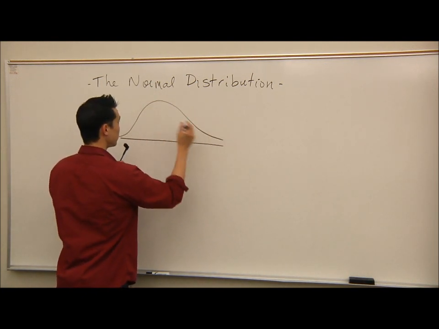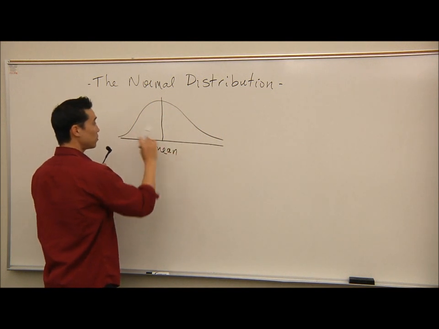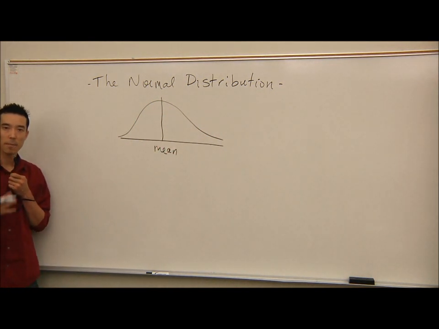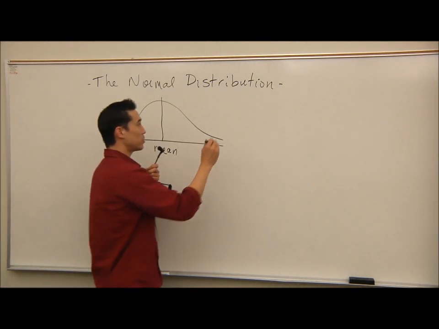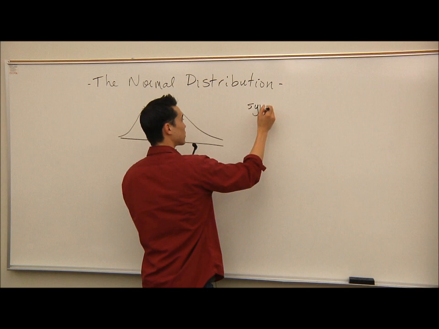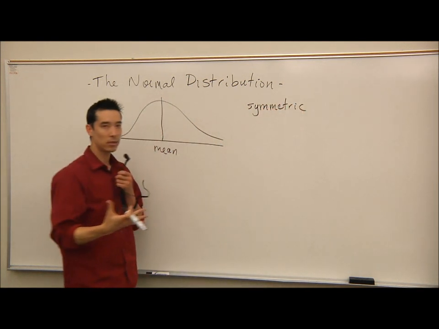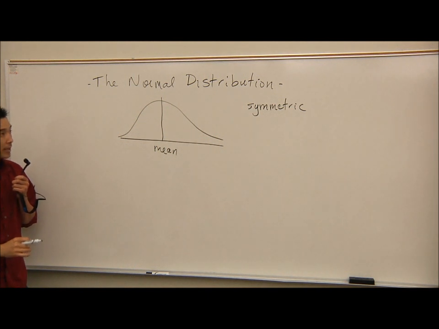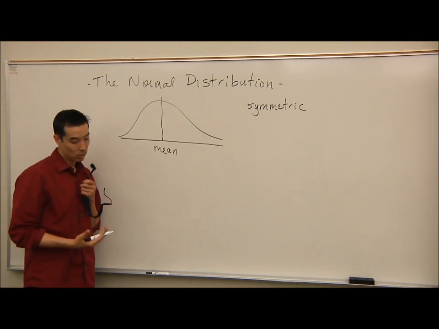So there's a couple things that you need to know. With the normal distribution, it's a smooth, continuous, bell-shaped distribution. And in particular, you need to know that it is symmetric. That's very important. So in addition to being smooth, continuous, it's symmetric, and the mean is right in the middle. Okay? This is a normal distribution.